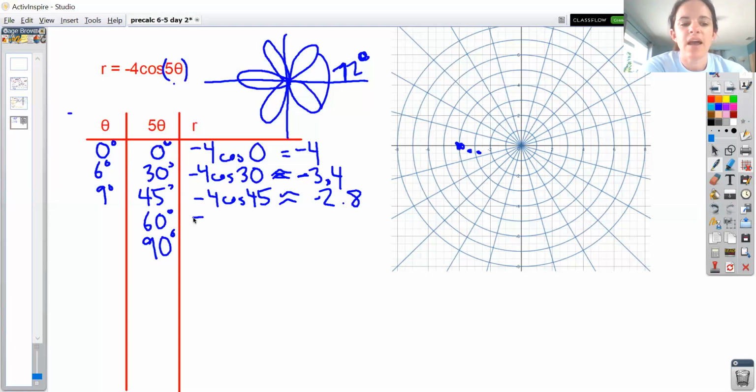So let's say I just did 60 degrees. Well, then that would be -4 times the cosine of 60 degrees, which would equal -2.